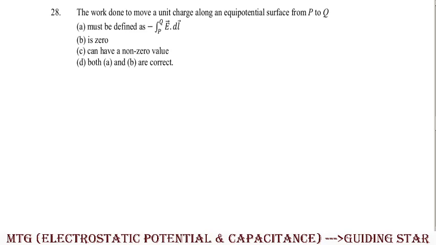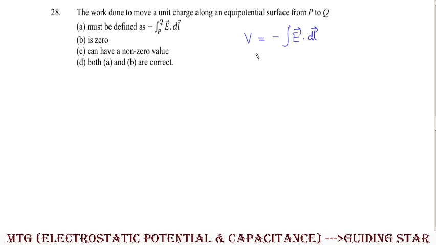Okay, here in question number 28, the work done to move a unit charge along an equipotential surface from P to Q. The first option must be defined as the line integral from P to Q of E dot dl, the second says that work done is 0, and the third says it can have a non-zero value. Both A and B are correct. So here, in normal cases, how will we define the work done? We know the potential difference, or generally the potential. How do we define the potential? Potential is defined as the negative of the line integral of electric field E dot dl.